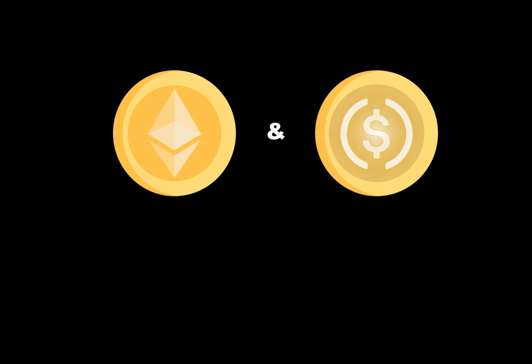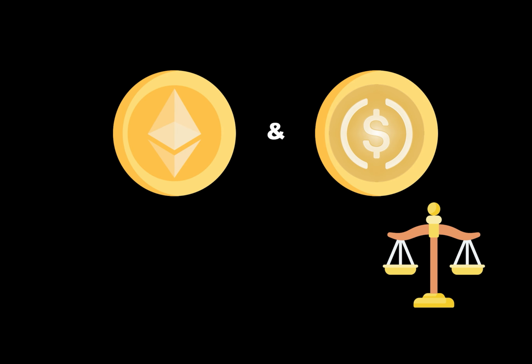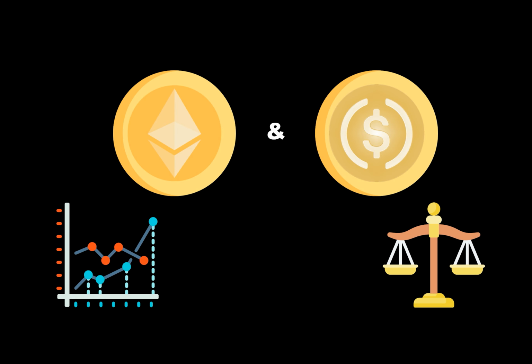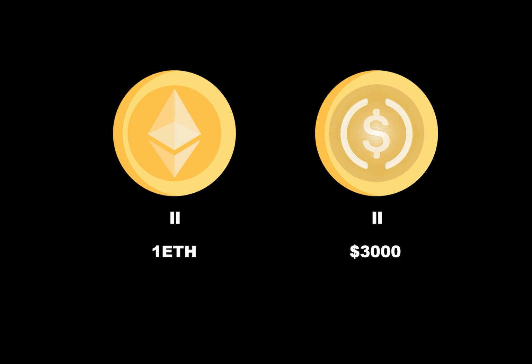Firstly, let's assume you're providing liquidity for Ethereum and USDC. USDC is always pegged to the value of the dollar, so we can assume that this will always be stable, while Ethereum could move up or down. So, for simplicity, let's assume that one Ethereum is worth $3,000. So you provide one Ethereum and 3,000 USDC into a liquidity pool, and receive a certain number of liquidity pool or LP tokens in return.